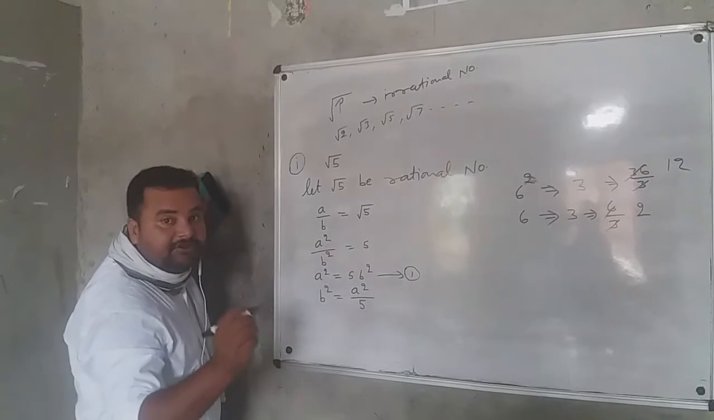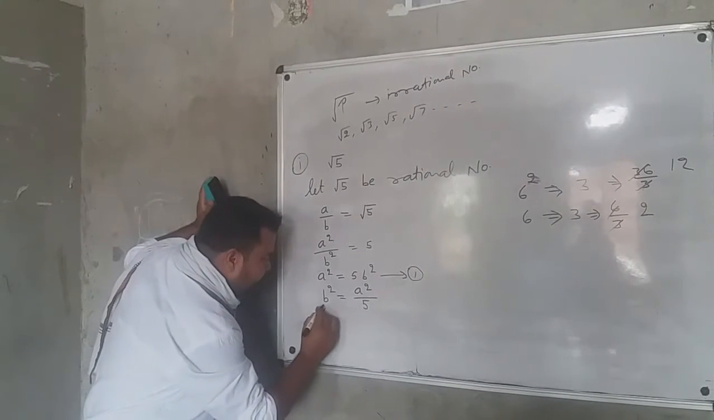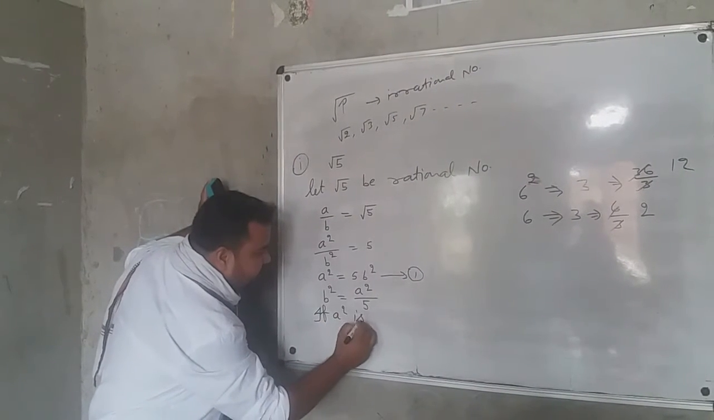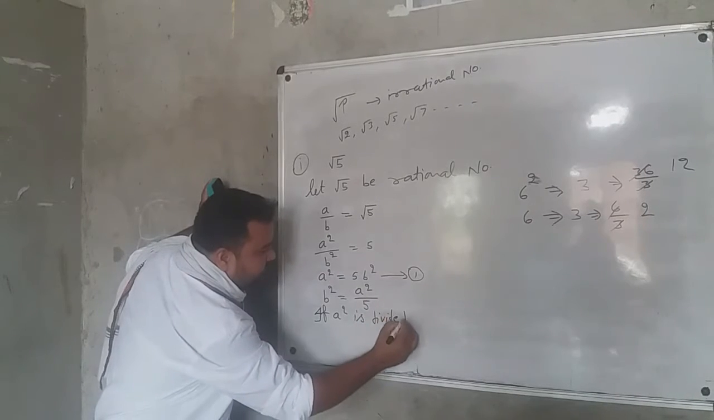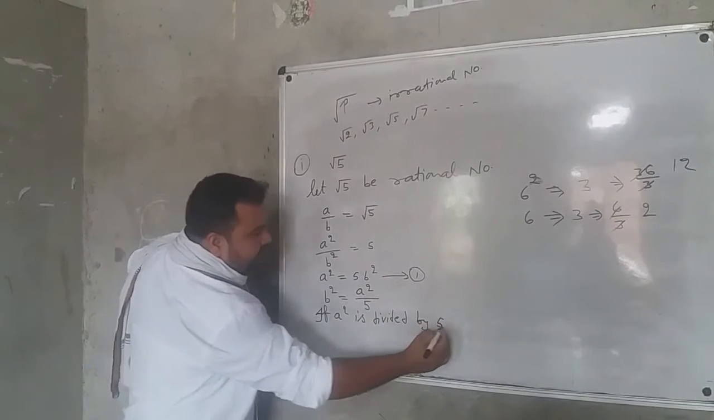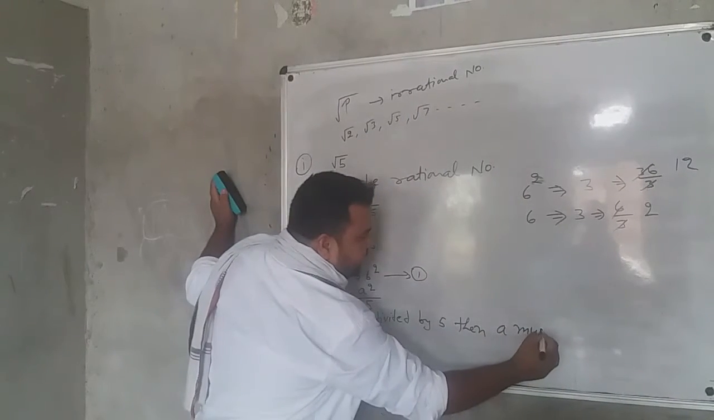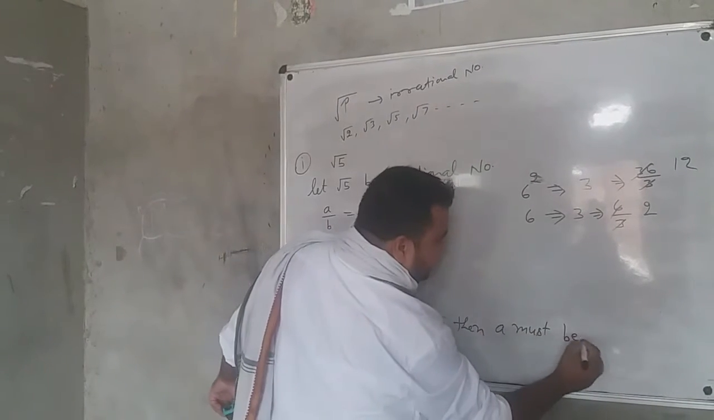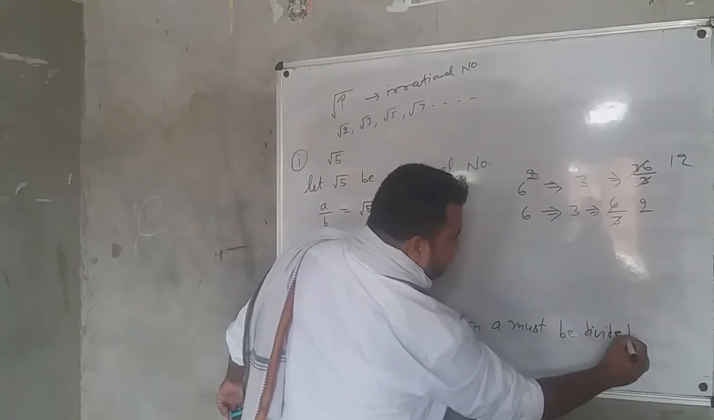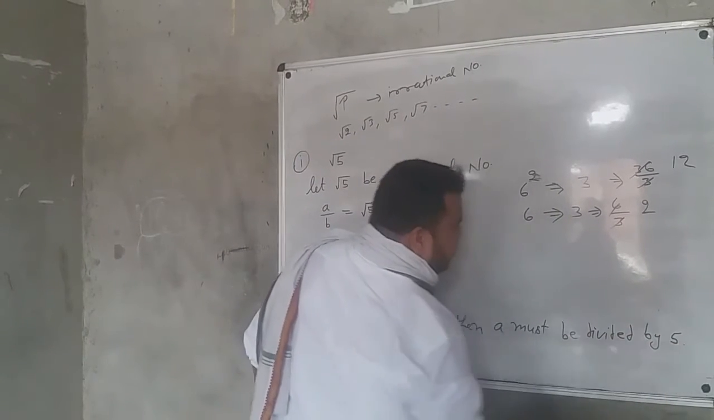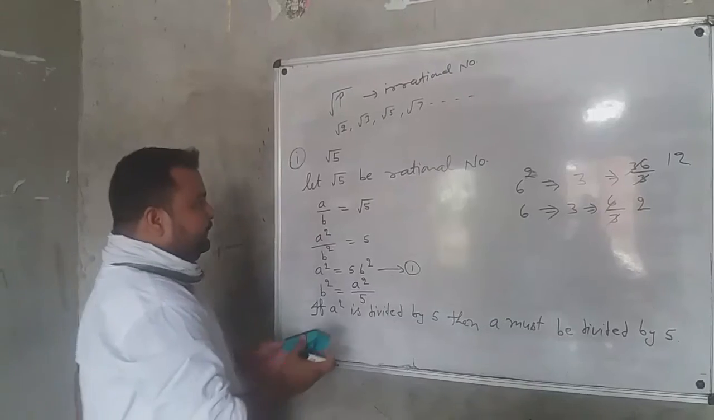Here we write the theorem, it is important. If a square is divided by 5, then a must be divided by 5. Understand better? Okay.